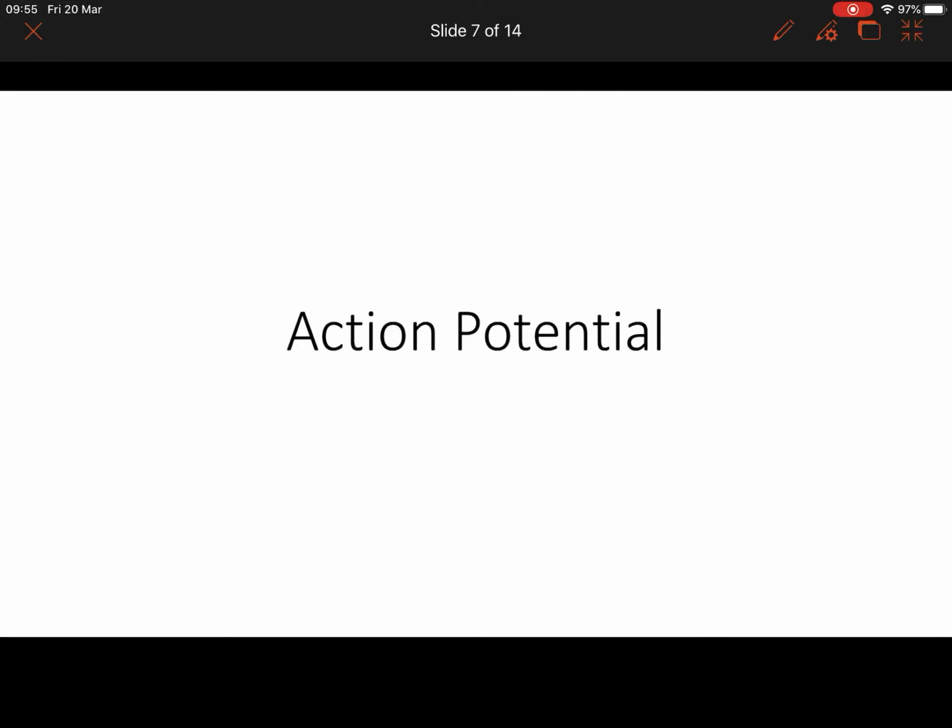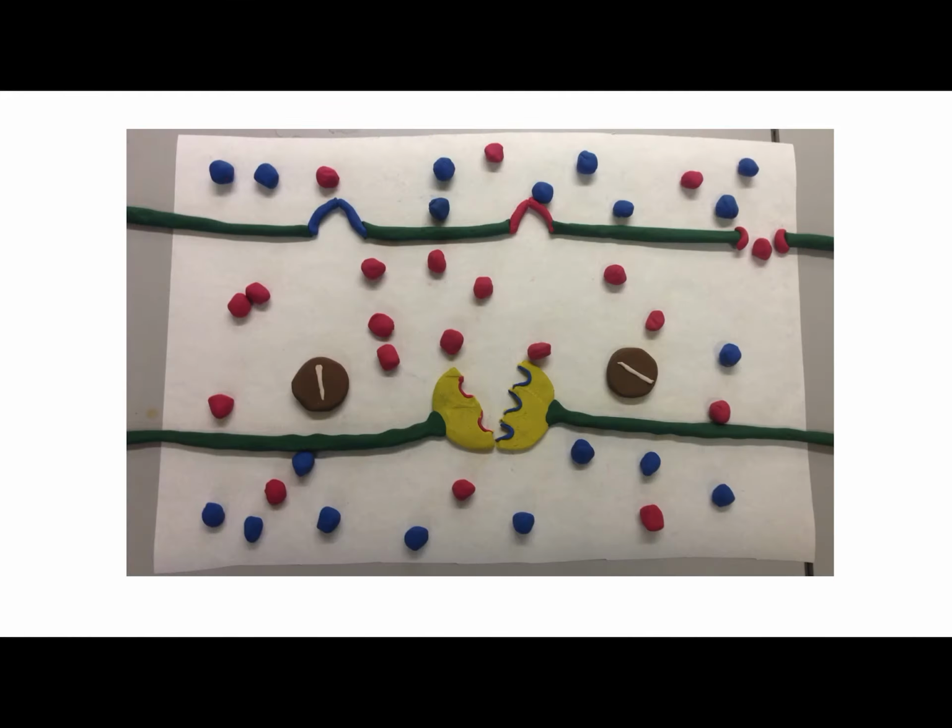Okay, so now you understand how a resting potential is maintained, I can explain how an action potential occurs. Now, an action potential is when you actually get a reversal of that polarization. So it goes from being negative inside the axon to being positive and then back to negative again. And we call this a depolarization and a repolarization of the membrane.